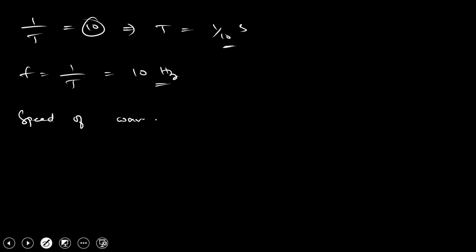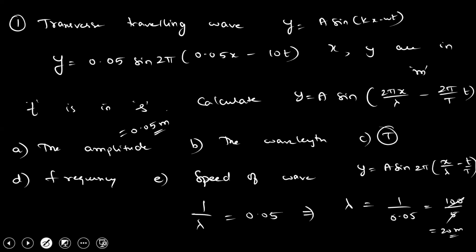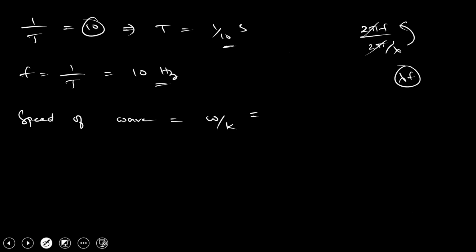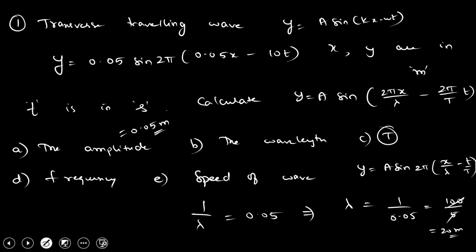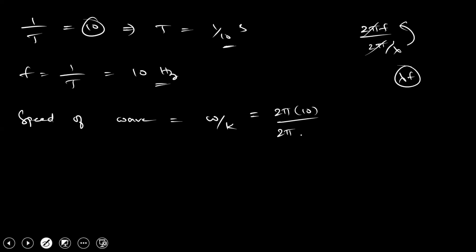So remember, speed of wave is equal to omega divided by k. Why is it so? Because omega is 2 pi f, divided by k, which is 2 pi by lambda. 2 pi and 2 pi will get cancelled. Lambda will go to the numerator. Lambda times f is the speed of the wave. So it is equal to omega divided by k. What is going to be the value of omega here? 2 pi into 10. So 2 pi into 10 divided by what is going to be the value of k? 2 pi into 0.05.